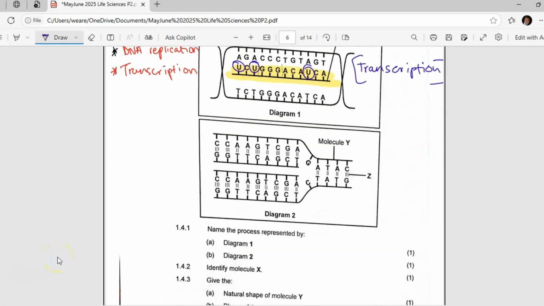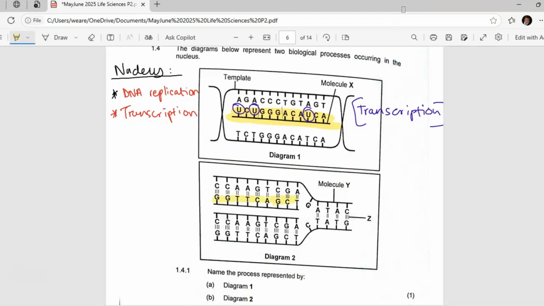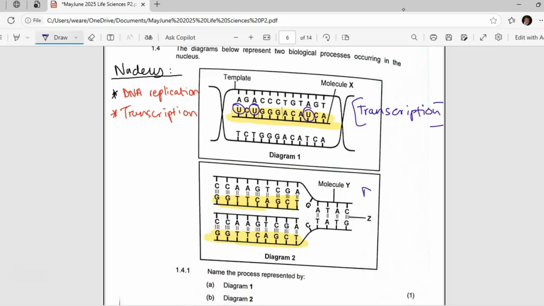That will automatically tell me, okay, this is transcription. Now, if we go a little lower, okay, let's first do diagram 2. Diagram 2 obviously now would be DNA replication. The reason being is we have T's present, but also we have two strands taking place, right? We see the formation of two strands here. So that would be that portion that would tell us, okay, this is DNA replication, matriculants.